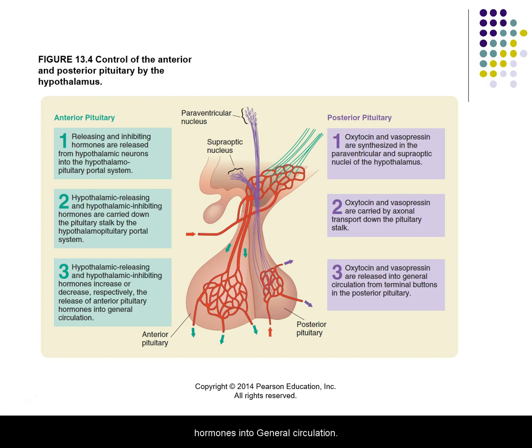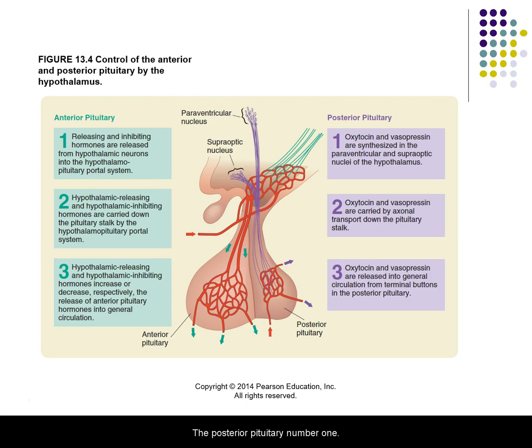Number 3, the hypothalamic releasing and hypothalamic inhibiting hormones increase or decrease, respectively, the release of anterior pituitary hormones into general circulation. Okay. So you see the green lines up there at the top, so that's the hypothalamus, but it's really placing those hormones into this portal system that's then sending them down into the anterior pituitary and then out through the body. Okay, also shown by those green arrows at the very bottom.